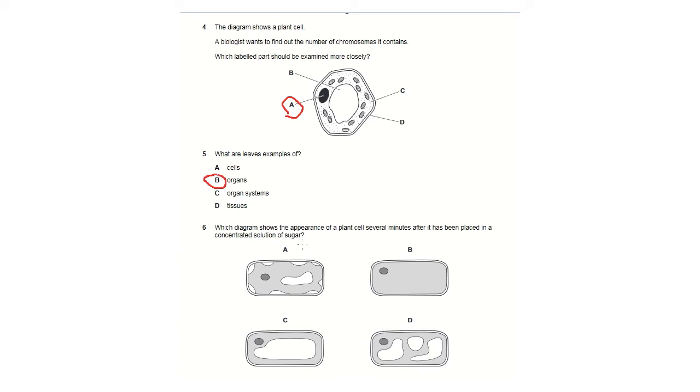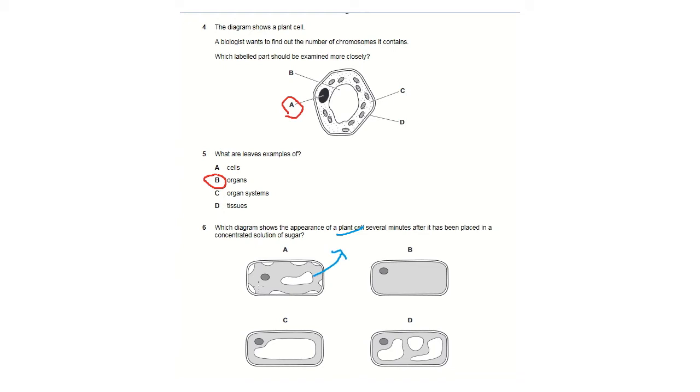The last one, number 6 here, is a little more interesting. We are shown again a plant cell, and it is quite important to see what it looks like several minutes after it's been placed in a concentrated solution of sugar. So what's happened here is osmotic stress that will draw water out from the cell. When that happens, the inside of the cell will shrink a little bit.